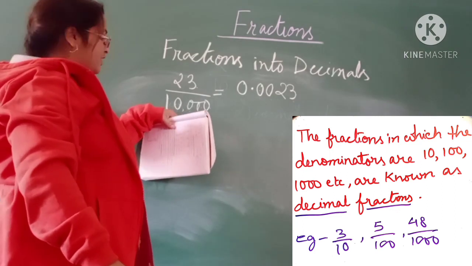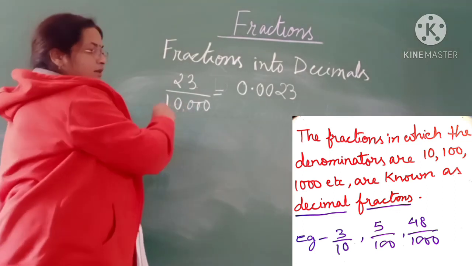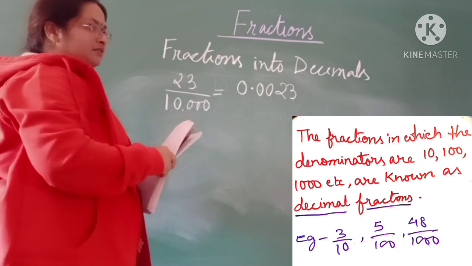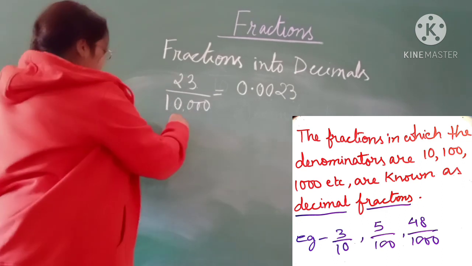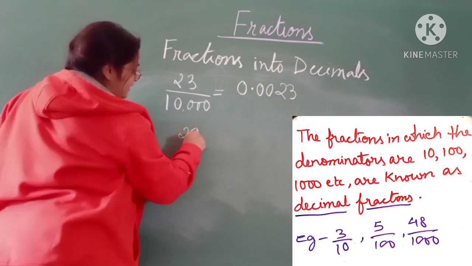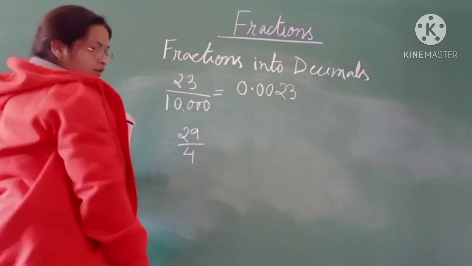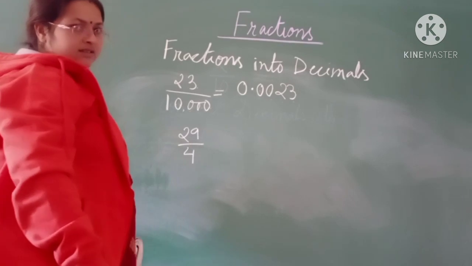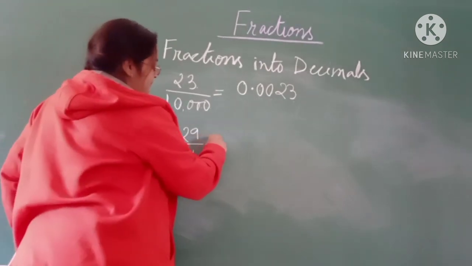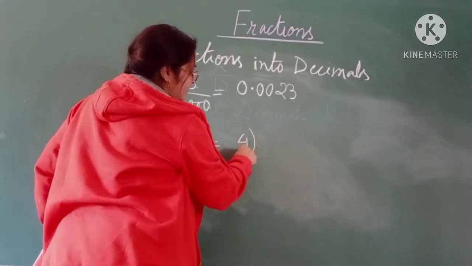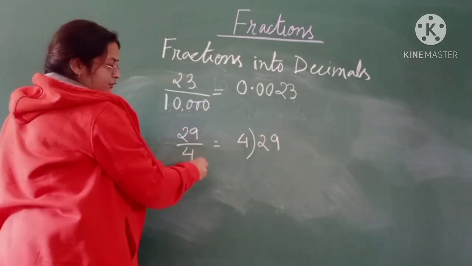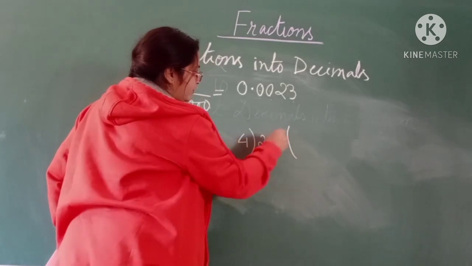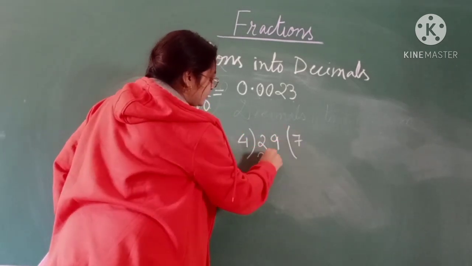But this is possible only in the case of a decimal fraction. Remember, a decimal fraction is a fraction in which the denominators are 10, 100, 1000, etc. What will happen if, say, the fraction is 29 by 4? What will we do in such a case? It's very easy. Simply we have to divide. We have already learned division. So we will divide 29 by 4. So let's start. 4 7s are 28.